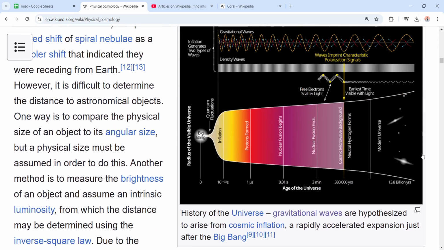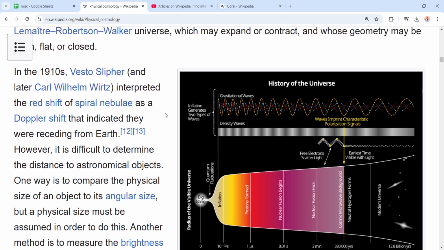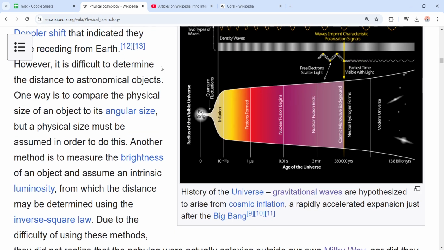History of the universe. Gravitational waves are hypothesized to arise from cosmic inflation, a rapidly accelerated expansion just after the Big Bang. In the 1910s, Vesto Slipher and later Carl Wilhelm Wirtz interpreted the redshift of spiral nebulae as a Doppler shift that indicated they were receding from Earth. However, it is difficult to determine the distance to astronomical objects. One way is to compare the physical size of an object to its angular size, but a physical size must be assumed in order to do this.